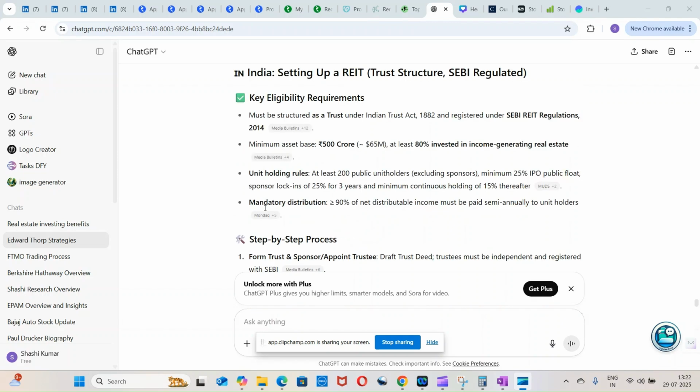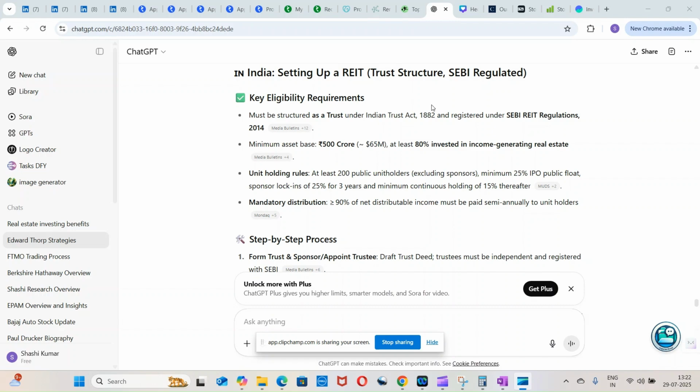So, for setting up a REIT, which is real estate investment trust, it's a trust structure. It should be SEBI regulated basically. So key eligibility requirements in India are: it should be structured as a trust under the Indian Trust Act 1882, and it should be registered under SEBI REIT regulations 2014. So first you need to structure a trust and register it under SEBI REIT regulations.